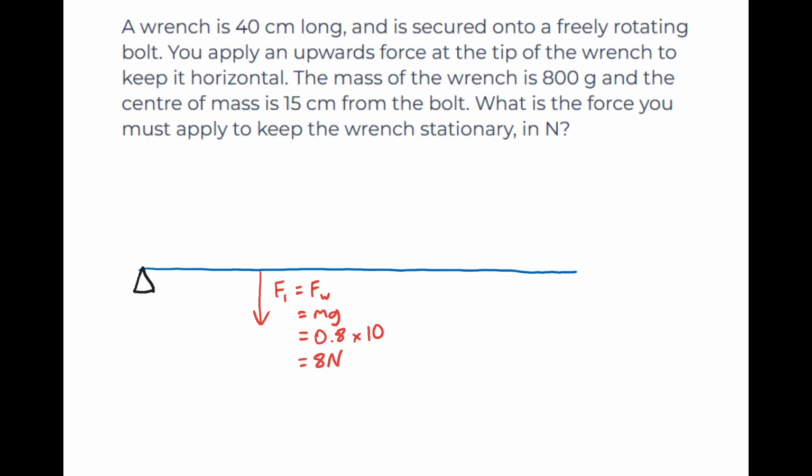If the object is not uniform, then the center of mass may not be located at the midpoint of the object. In this case, the distance from the fulcrum, or d1, is 15 centimeters. Remember that we must convert this into meters. To do this, we can replace the centi prefix with 10 to the power of negative 2, which is basically the same as dividing by 100. So d1 equals 0.15 meters.